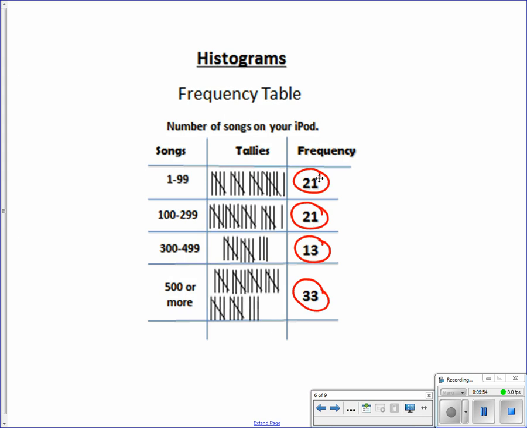So those are my tally marks, and those were my frequency. I wrote them down. So that's my frequency table. Make sure you have a complete frequency table when you're done, and make sure that you pause this if you're not done writing it down, as I'm going to go and talk about how to make the graph.